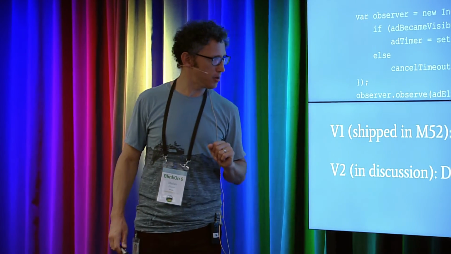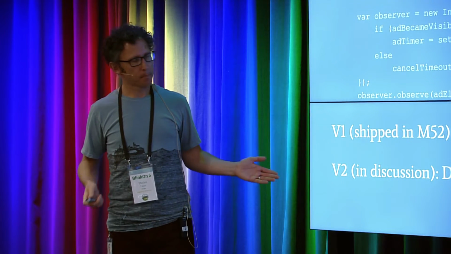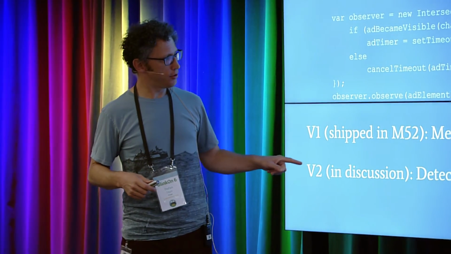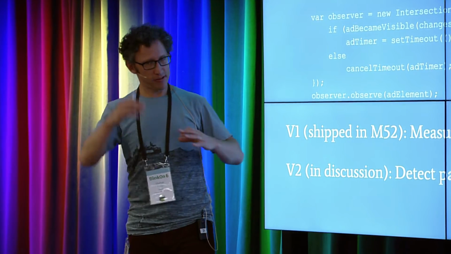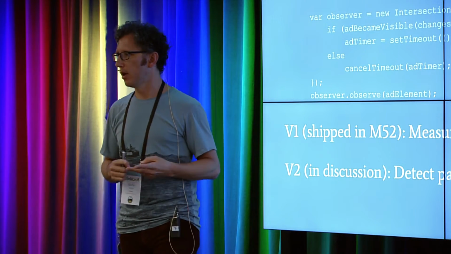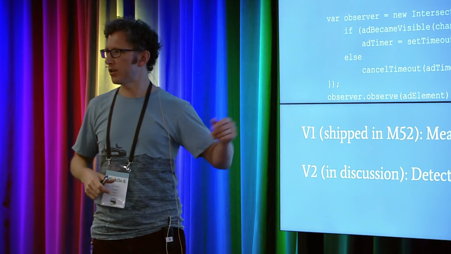So again, version 1 just shipped. It measures intersections and it calculates CSS clipping and also overflow clipping. We have an idea for a V2. The idea for V2 really came out of discussions with third-party developers, where they told us other things that they would like to do. In version 2, we would like to try to detect paint occlusions. So that would be detecting not just the position of boxes, but what's painted on top of an element or underneath, whether there are filters applied, whether there's an overlay, whether it has a drop shadow or transform.